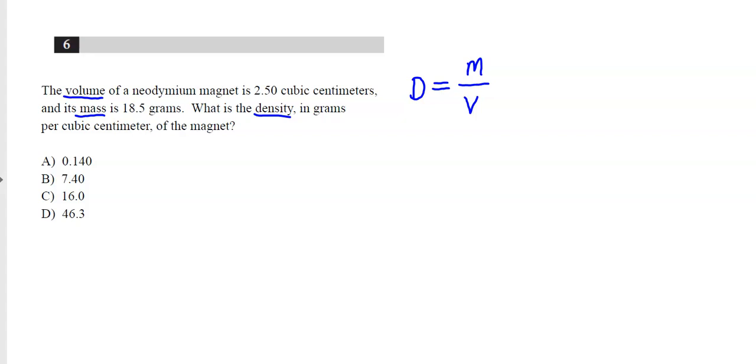So when I put the numbers that we have in, we know the volume is 2.5, and I know the mass is 18.5. So to get the density, I just have to divide those two out. And when I divide those two out, I end up getting 7.40. Almost don't need a calculator for that one. You can just kind of ballpark it, and the answers are pretty far away.